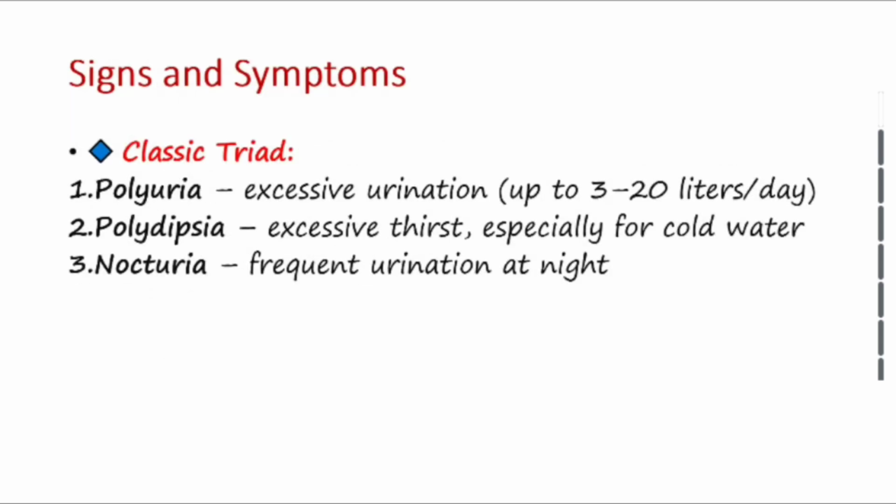We have signs and symptoms. General signs: we have polyuria, excessive urination. We have polydipsia, excessive thirst, and then we have nocturia, frequent urination at night. Like urination at night, I don't know the normal. Maybe a person should go once, but now you find a person going 5 times or 3 times. Now here there is a problem. Let's continue. That is nocturia.